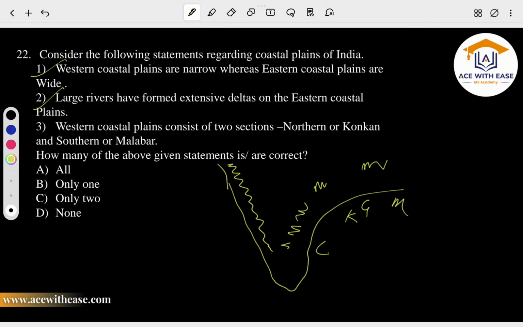No, now this statement is wrong. We have the Gujarat plains, Konkan plains, Malabar plains, and also in the center we have the Kannada plains or the Karnataka coast. So the third statement here is wrong, whereas only two statements are correct, only 1 and 2.